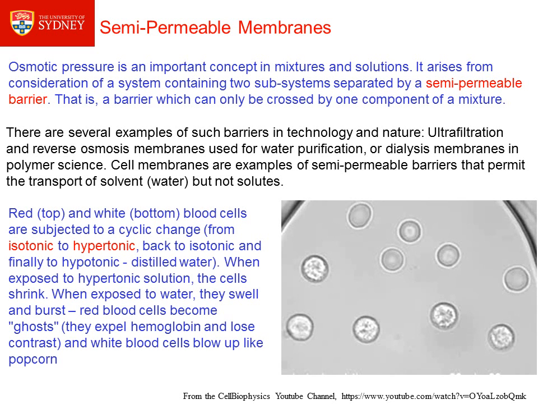This slide shows at the top red and at the bottom white blood cells, which will be subjected to a cyclic change from isotonic, that is, same concentration of electrolyte outside as inside the cell, to hypertonic, higher electrolyte concentration, back to isotonic, and finally to hypotonic, that is, distilled water. When they're exposed to the hypertonic solution, you'll see the cells shrink and wrinkle up, and when they're exposed to the hypotonic solution, they will burst.